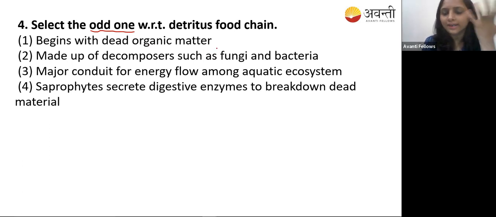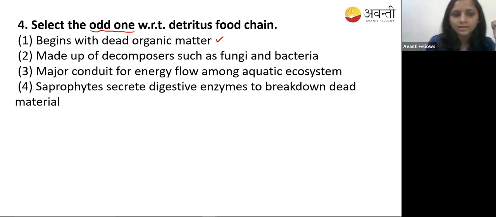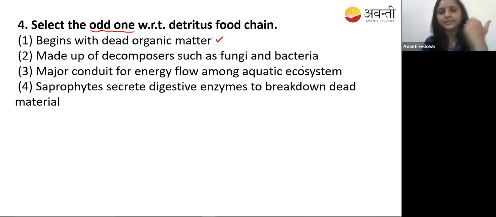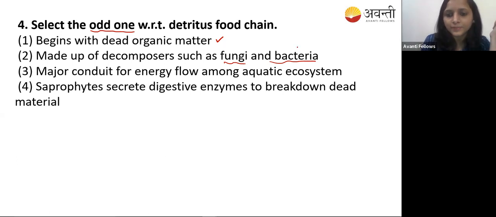So you know that the detritus food chain will start with the dead organic matter, either from the leaf or from the dead animal, right? So it begins with the dead organic matter. Yes, option 1 is correct, right? After that, what will happen? It is made up of the decomposers such as fungi and bacteria, right? So it is made up of the decomposers. Those fungi and bacteria will help in the breakdown of the large molecule into the smaller molecule, right? So that is also correct.